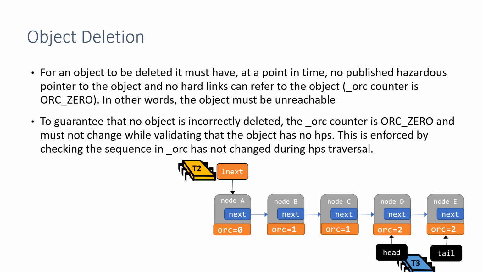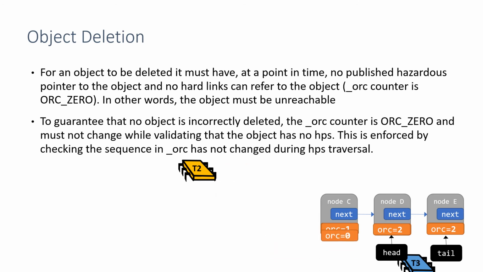Once this is validated, then node A can be deleted, and when the deletion is called, it will call the destructor of A, that in turn will remove the hard link to B, that will cause the arc of B to reach 0, that then will be retired, and so on. This could cause a stack overflow.